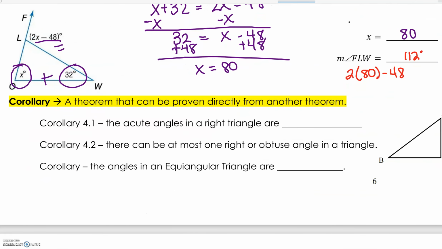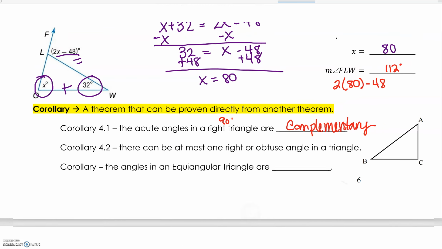All right, a corollary is just a theorem that can be proven directly from another theorem. And so we actually kind of know these because the acute angles in a right triangle would have to be complementary because they would have to add up to 90, since we know the total in a triangle is 180, and if one of them is 90, that leaves the other 2 having to add up to 90, which makes them complementary.